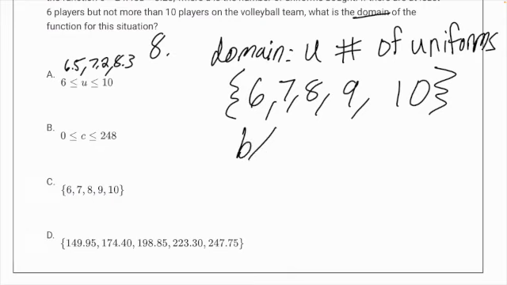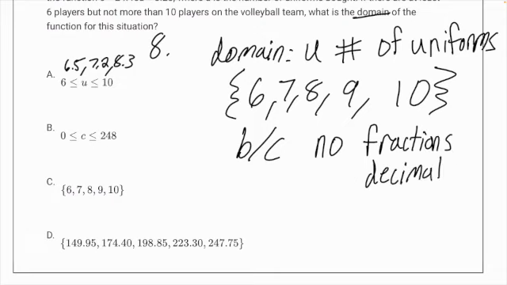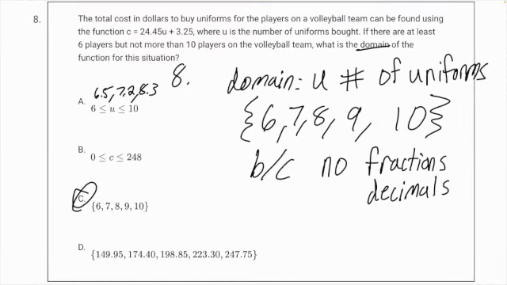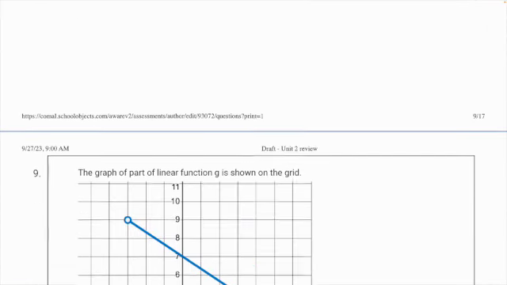You go ahead and put B/C. That's an abbreviation for because there are no fractions, or you can say decimals. So if my domain represents the number of uniforms, I need whole numbers. And the reason for it is there are no fractions or decimals, so it needs to be C. All right, let's keep going. Number 9.